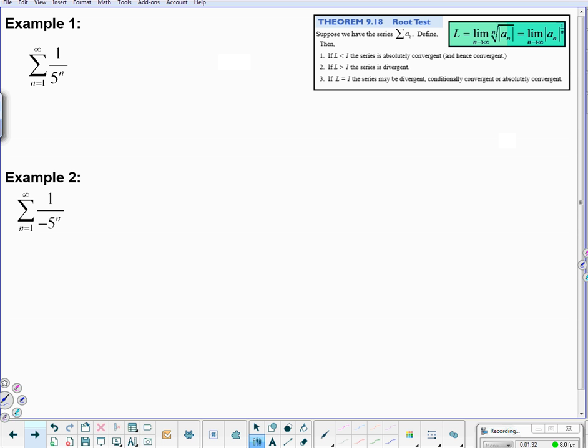So let's look at 1 over 5 to the n. Looking at 1 over 5 to the n, you're probably like, well, why? That's a geometric series with r equal to 1/5, and you are correct. We could rewrite this as (1/5) to the n, couldn't we? Which tells us that the absolute value of r, which is equal to 1/5, is definitely less than 1, and therefore it is convergent by the geometric series test.